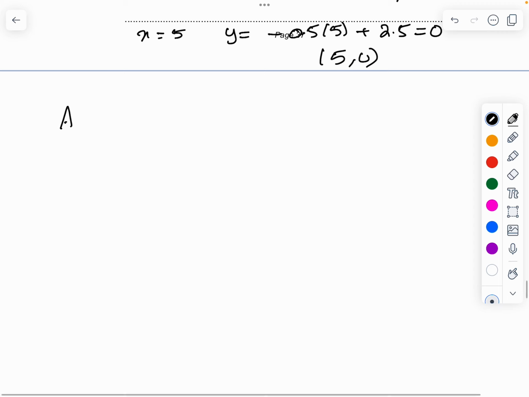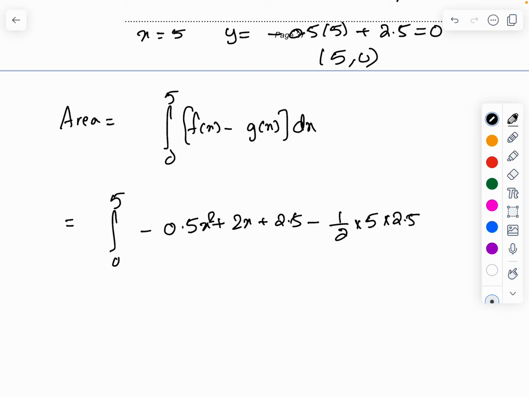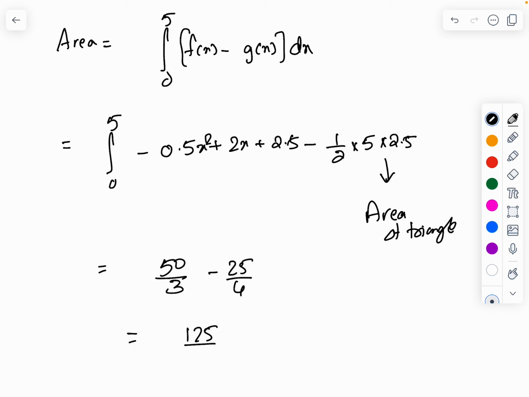So area should be equals to integral 0 to 5 f of x minus g of x dx. That is 0 to 5 minus 0.5 x square plus 2x plus 2.5 minus 1 upon 2 times 5 times 2.5. This is nothing but what? Area of a triangle. This is area of the triangle. So which gives me 50 upon 3 minus 25 upon 4. So which is going to be 125 upon 12 or 10.4 in three significant figures.